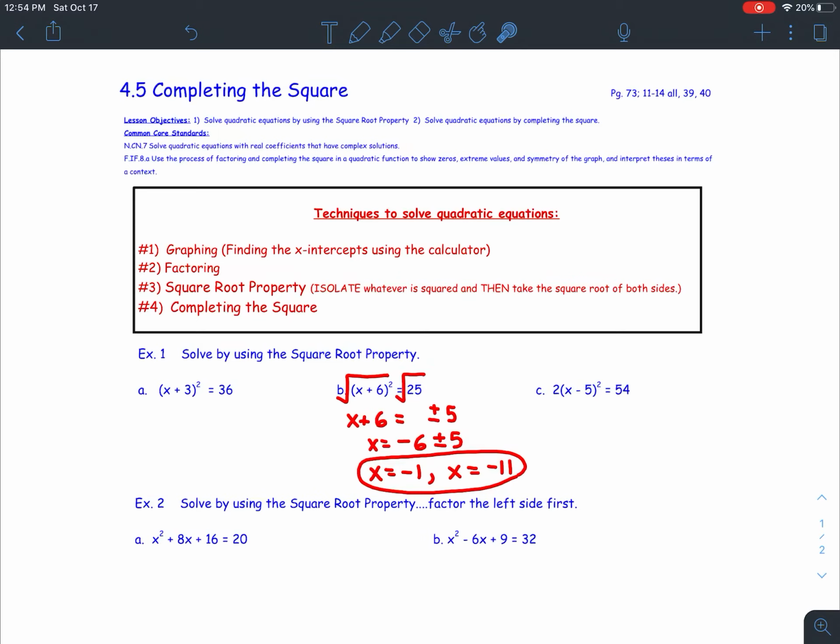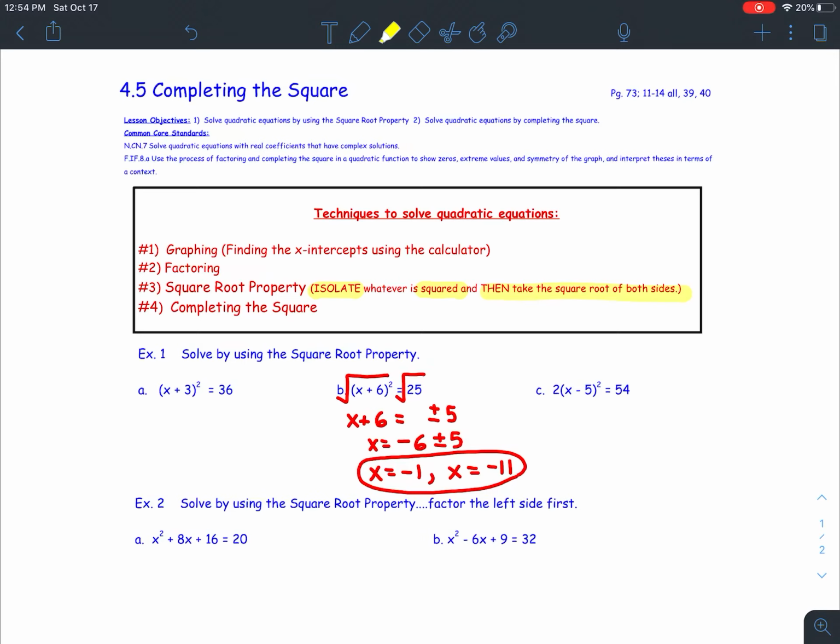Okay, as you can see in the box here, I'm keeping a tally of all the different techniques that we've been talking about for solving quadratic equations. We first talked about graphing, then factoring. Our most recent method was simply the square root property. The deal with the square root property is that you are isolating whatever is being squared. So you're getting that part by itself, and then upon doing that, you would take the square root of both sides.